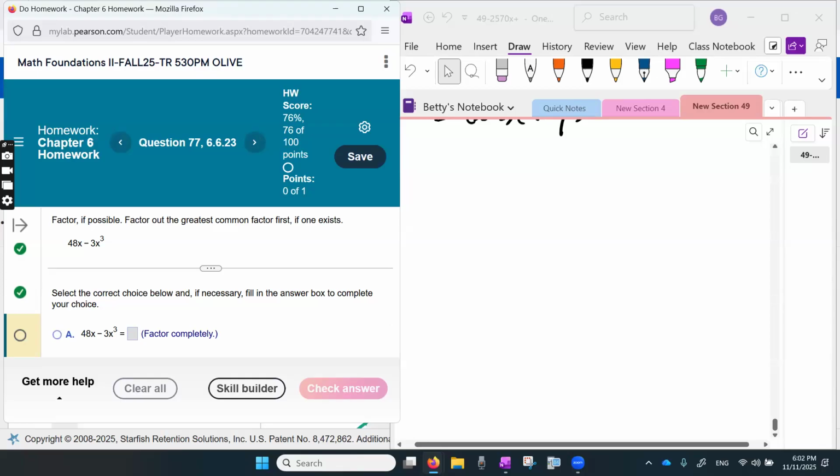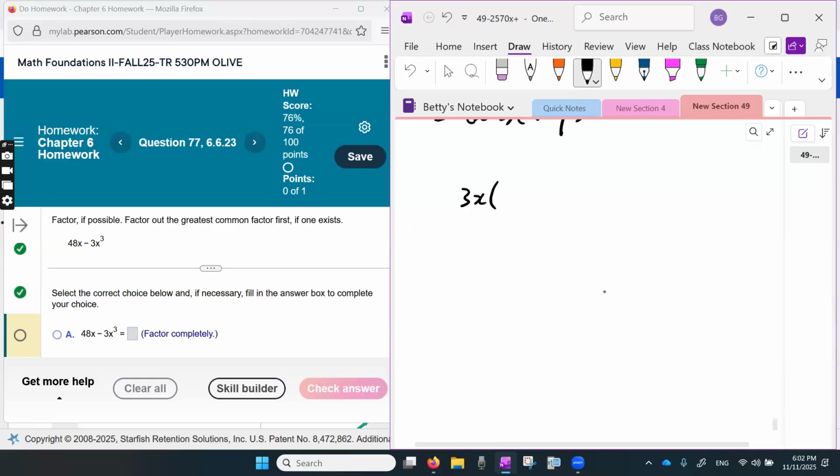This one, GCF first. As you can see, 3 goes into 48 how many times? 16 times. Also, x is common. So factor 3x out, we have 16 minus x squared. Okay, double check. 3 times 16, 48, x minus 3x cubed. All right. So we're going to factor the binomial inside the parentheses. The binomial inside the parentheses is a difference of two squares.